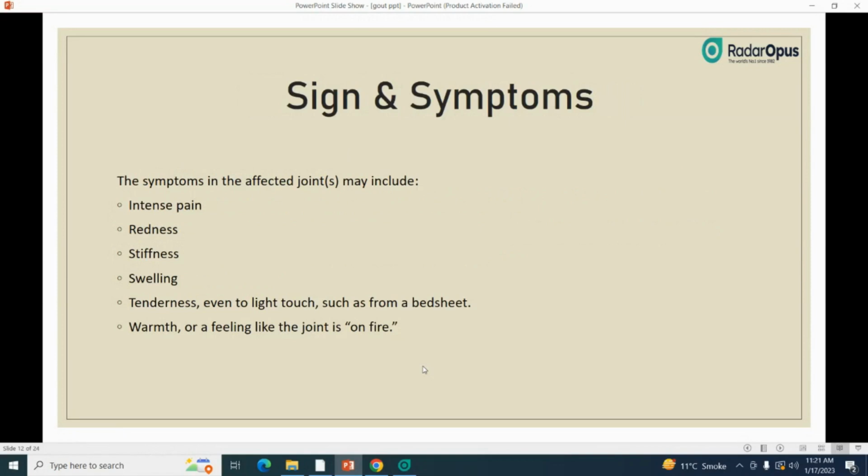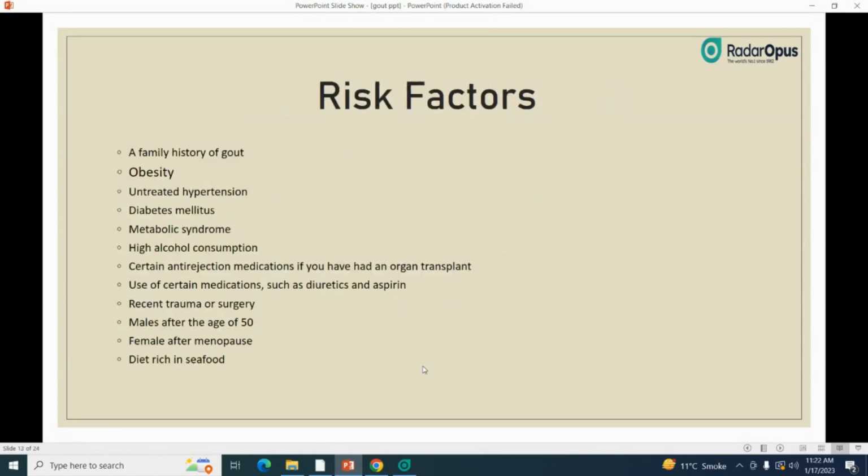The next one I'm going to discuss is lingering discomfort after the most severe pain subsides. Some joint discomfort may last from a few days to a few weeks. Later attacks are likely to last longer and affect more joints. Now, this was all about the signs and symptoms. I'm moving on to my next slide, that is the risk factors.